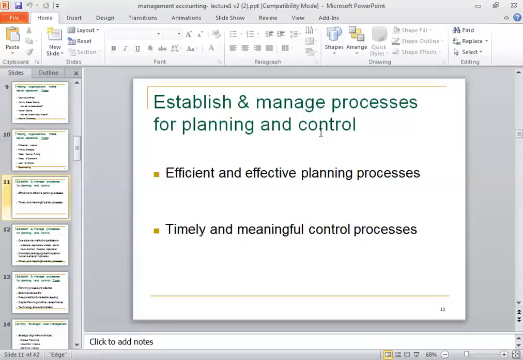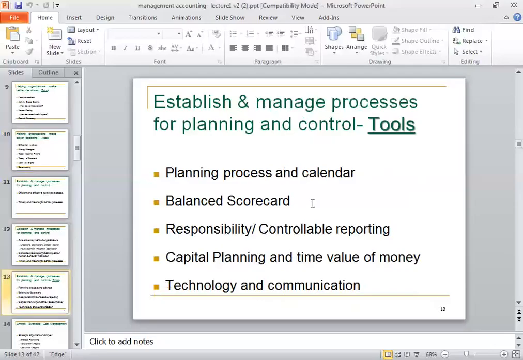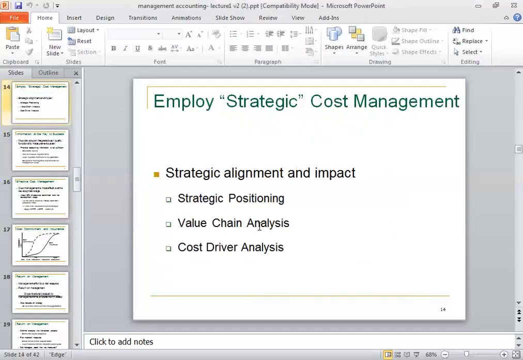So I put reporting in place to monitor how I'm doing against my roadmap to achieve my strategic plan and my mission. And that has to be timely and meaningful to ensure that management can stay on top of things and make the right adjustments. We recognize that one size does not fit all, so we'll look at a variety of different tools in terms of planning and control, and we'll introduce this idea of the balanced scorecard, which will be a big part of our discussion when we get to planning and control. We'll also talk about some other things like responsibility accounting and some capital planning ideas.